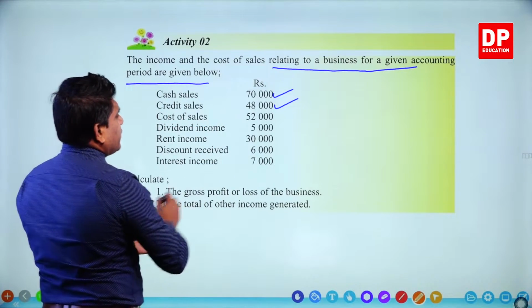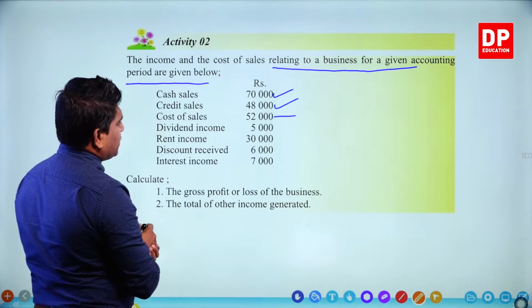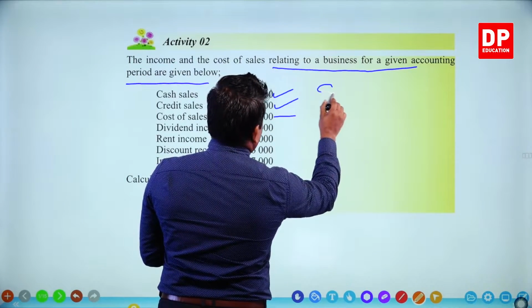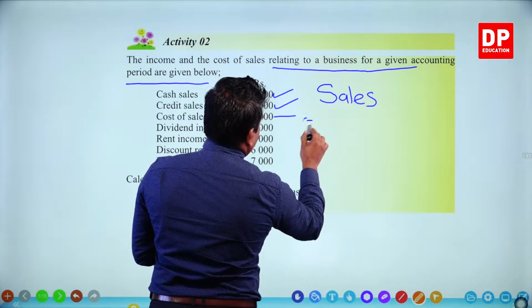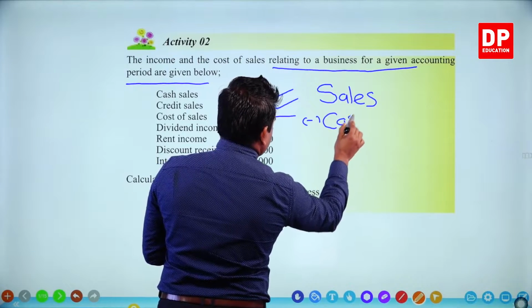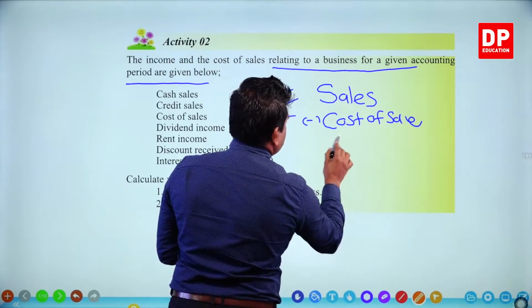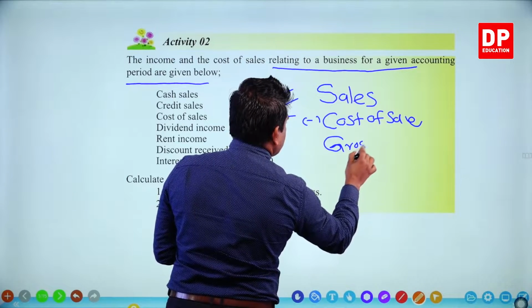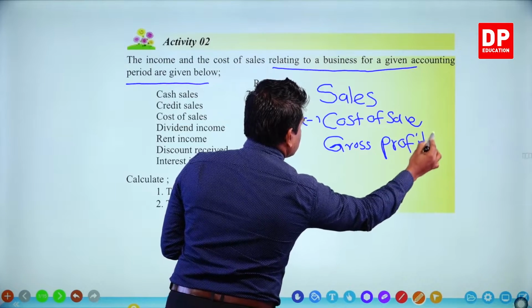Cost of sales is given. Sales income minus cost of sales. Sales income, I put here sales. And if you know cost of sales, then you can see what? Gross profit.